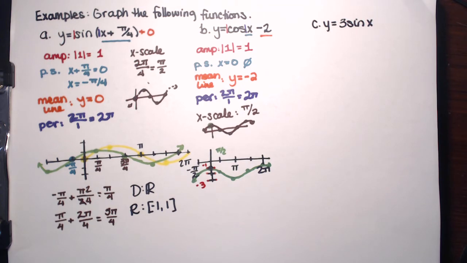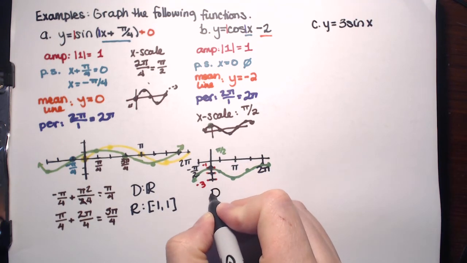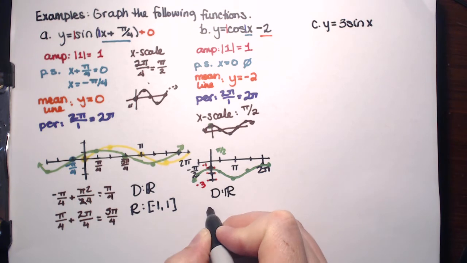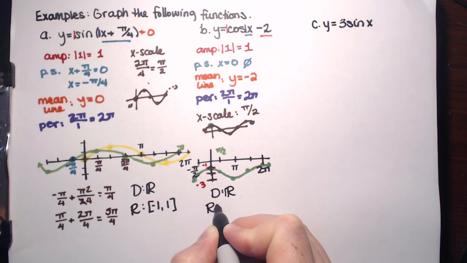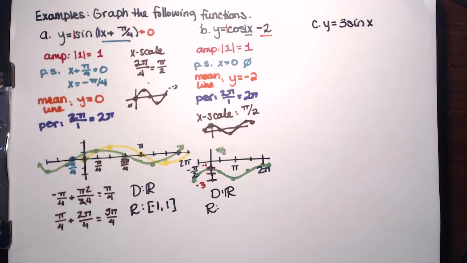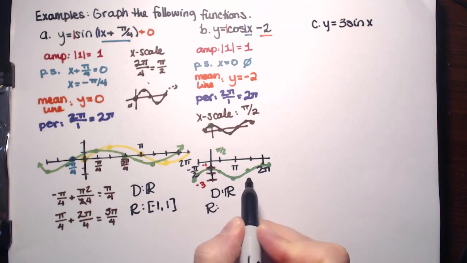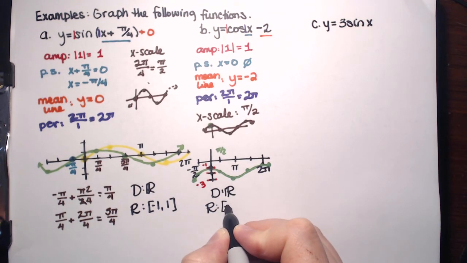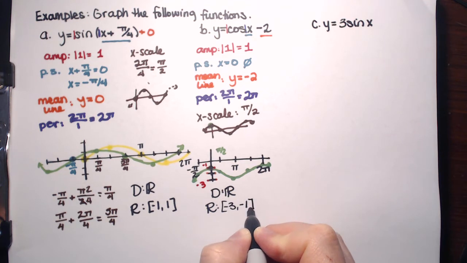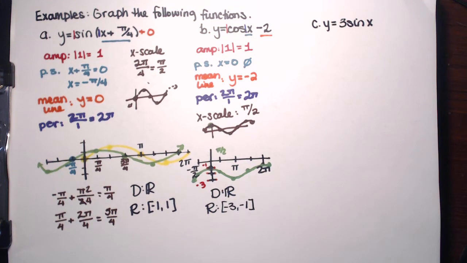And then for the domain, that doesn't change. It's still all real numbers. The range, this was moved in a vertical direction, and so everything gets moved down 2. So this one gets moved down 2. It's -3 to -1. And then that's that graph.